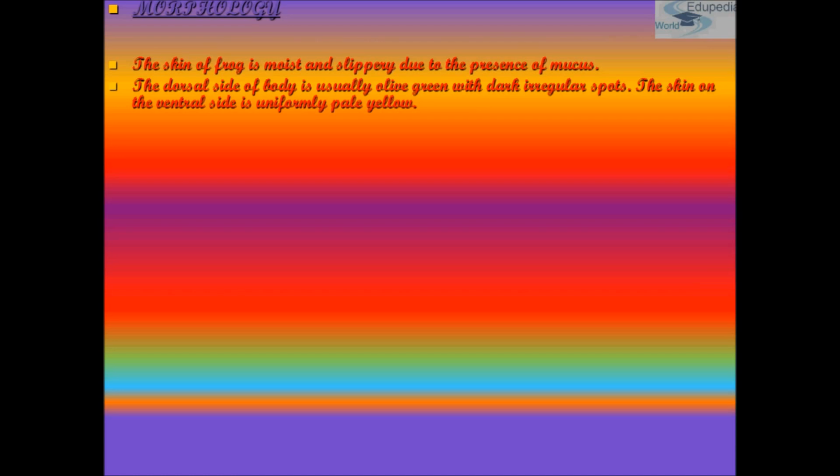The color of the dorsal side of the body is generally olive green with dark irregular spots, and the skin on the ventral side is uniformly pale yellow. That means on the dorsal side they have olive green color, and on the ventral side they have pale yellow color. The frog never drinks water but absorbs it through the skin, and that's also a reason that its skin is always maintained in moist condition.